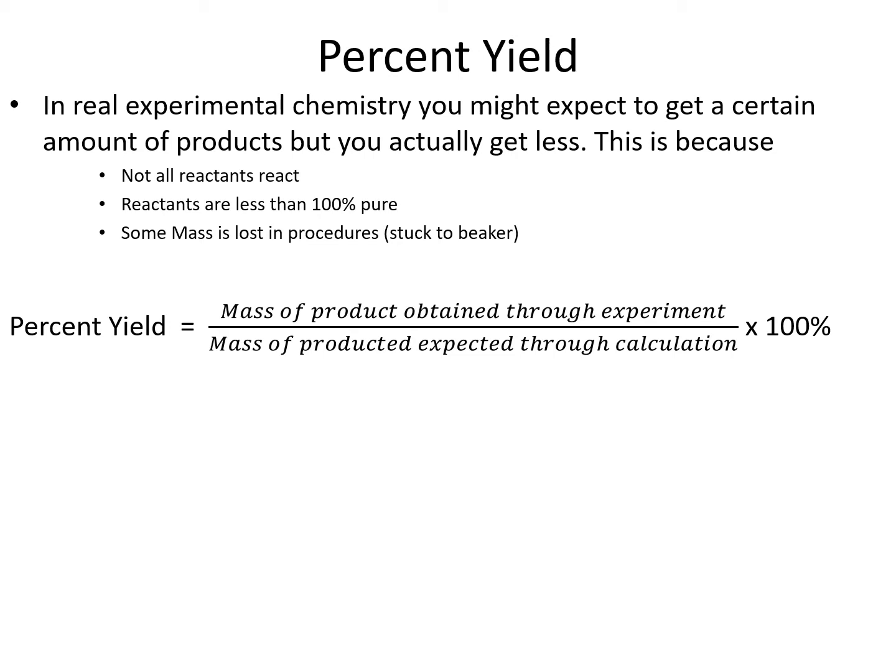of what we actually get. So percent yield is the mass of the product obtained through experiment divided by the mass of the product you expected through calculation. Or in other words, it is what you got or obtained over theoretical, times 100%, and that'll equal what is called your percent yield.